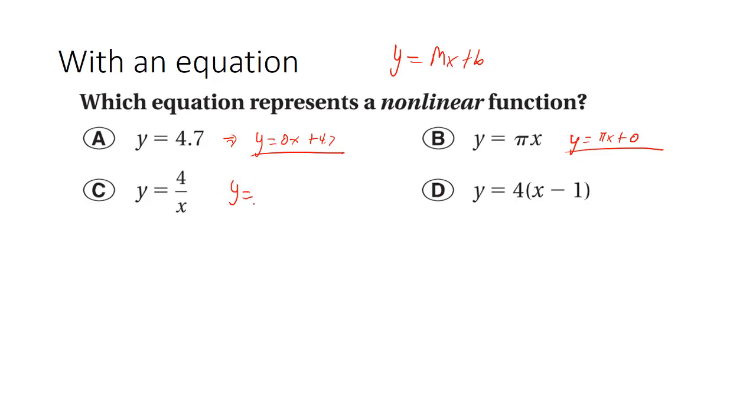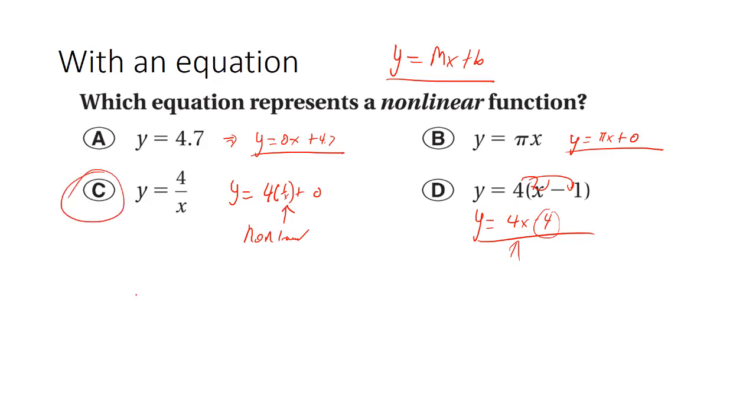Y equals 4 times 1 over x plus 0. This is not x, it's 1 over x. This is non-linear. We can't write it in the y equals mx plus b form. Here we have y equals, we're going to distribute that, 4x minus 4. That's y equals mx plus b. It goes through the point (0, -4) and has a slope of 4, so this is linear. So the only one on here that's non-linear is c.